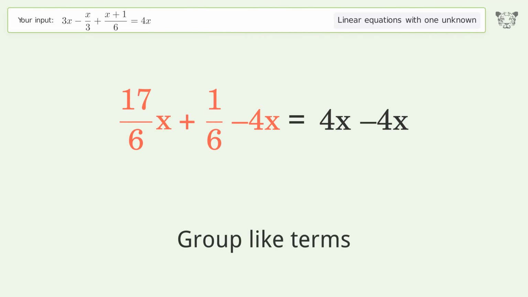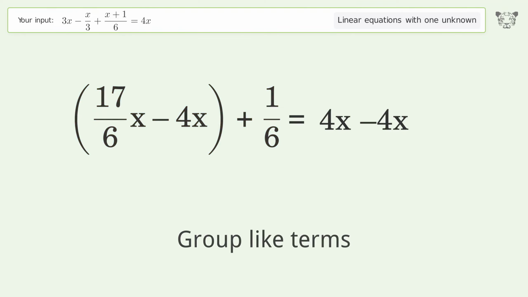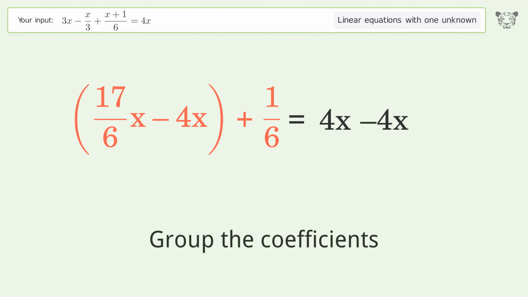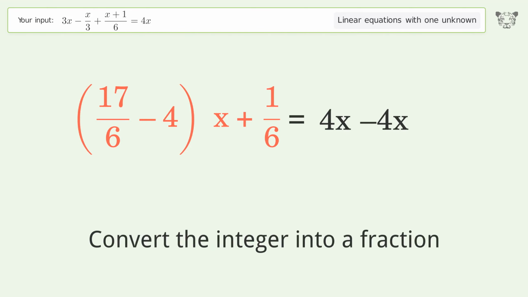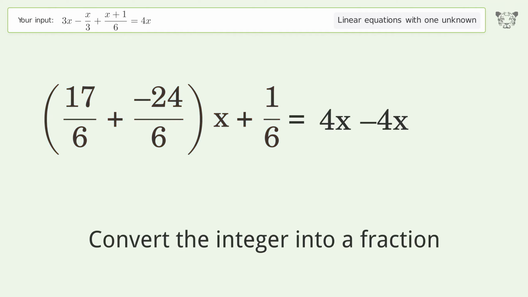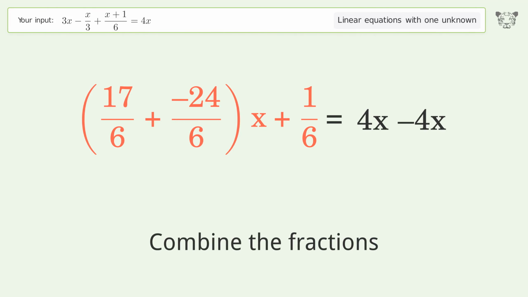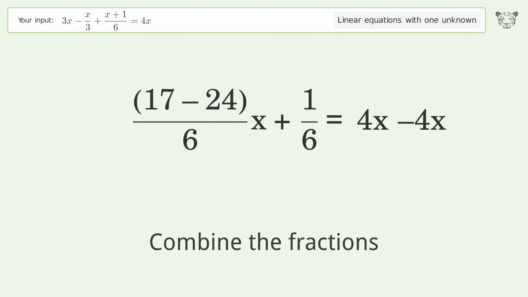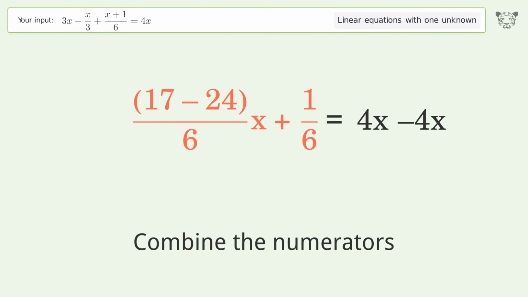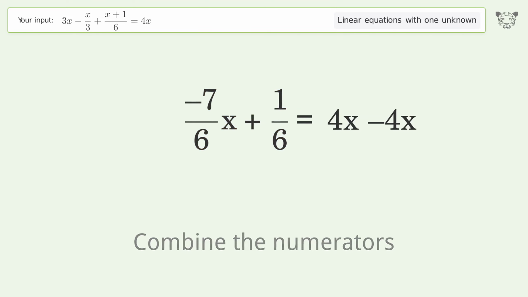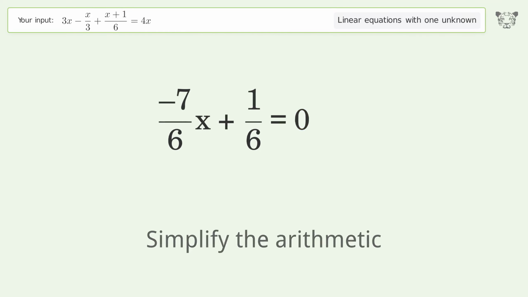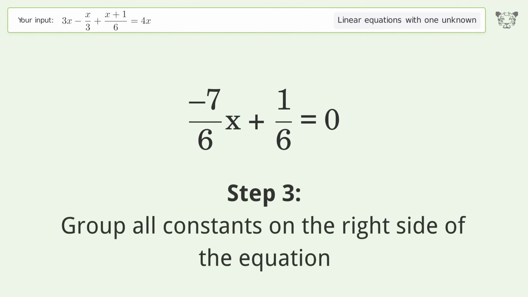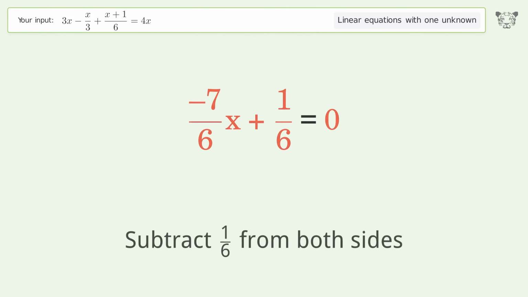Group like terms. Group the coefficients. Convert the integer into a fraction. Combine the fractions. Combine the numerators. Simplify the arithmetic. Group all constants on the right side of the equation. Subtract 1/6 from both sides.